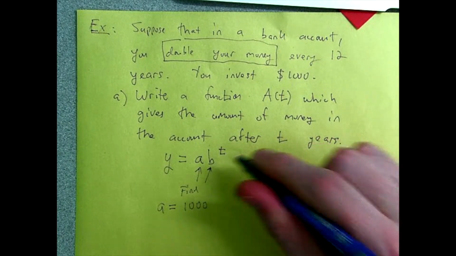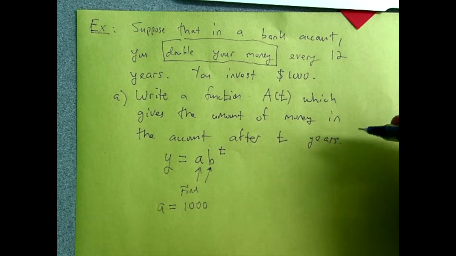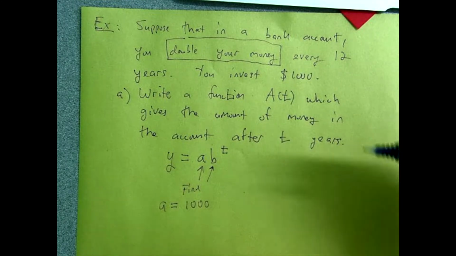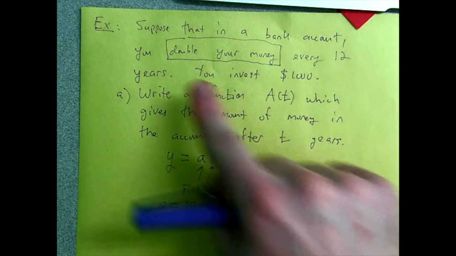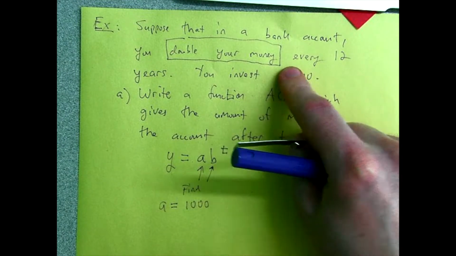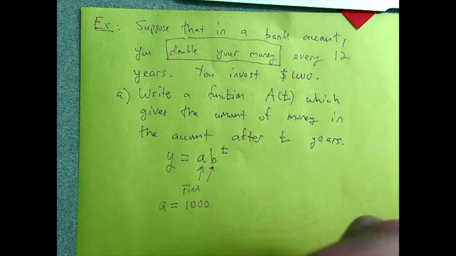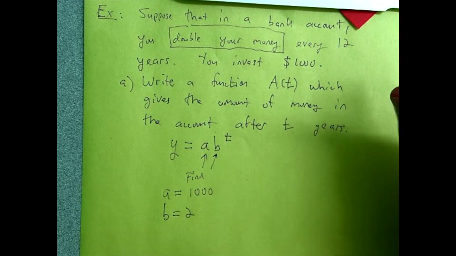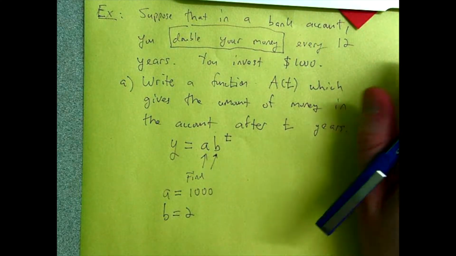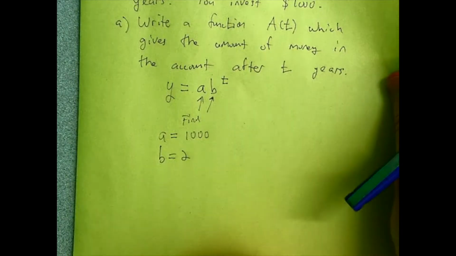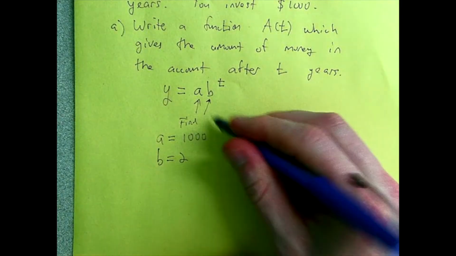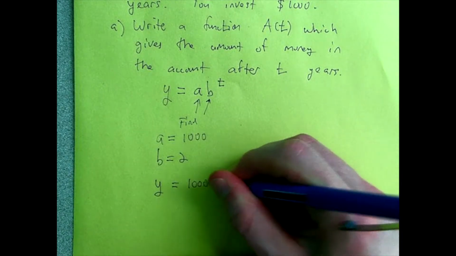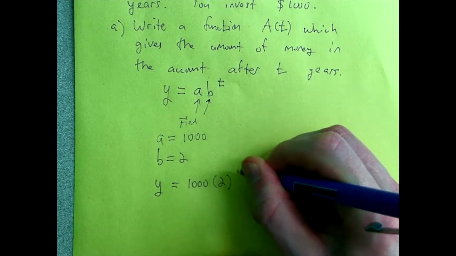B, of course, is the multiplier. It is the thing by which you are multiplying over and over again. And since this account repeatedly doubles your money, it's clear that we are multiplying by 2 over and over again. So it would seem like B is 2. Now, if you plug these values into this model, you have y is equal to 1,000 times 2 to the t.